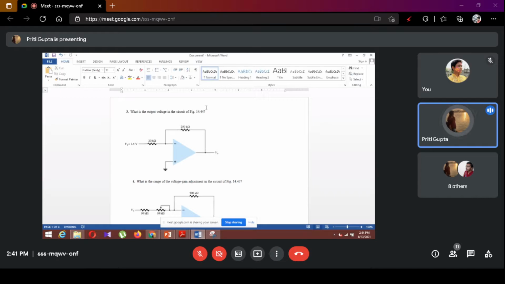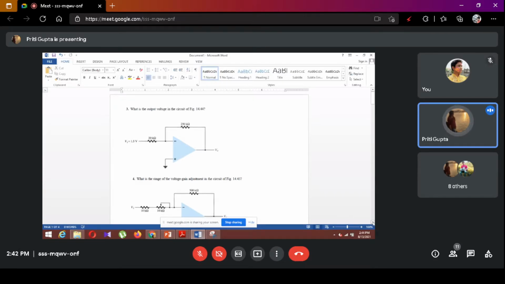Is there anyone who didn't get 18.75? Ma'am, minus 18.75. Yes, minus, that will be fine. This is an inverting amplifier. One more thing: while you are doing this kind of problem, obviously mention the minus.